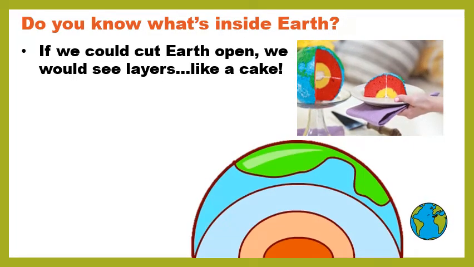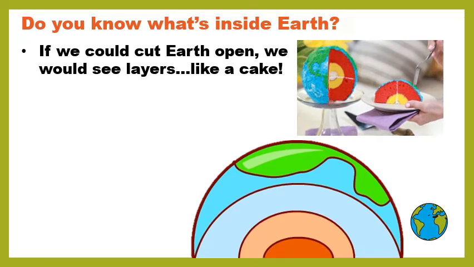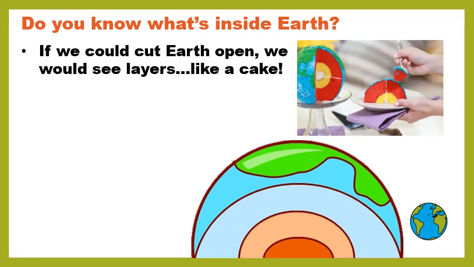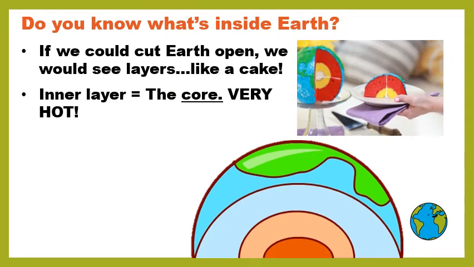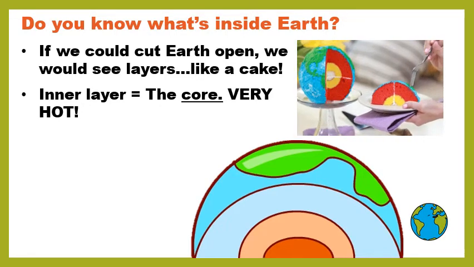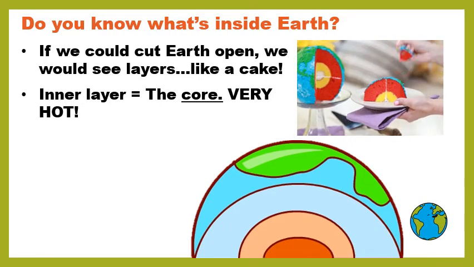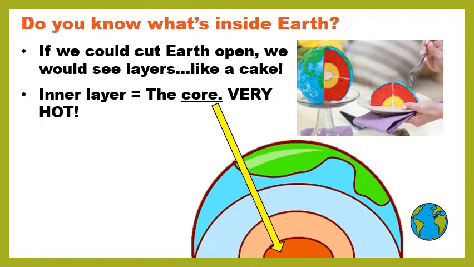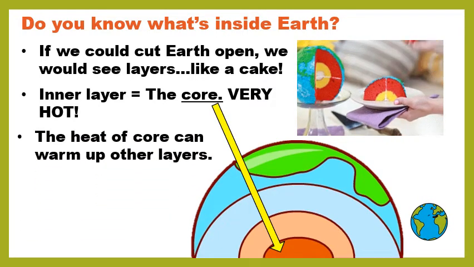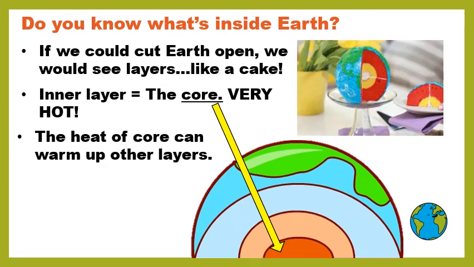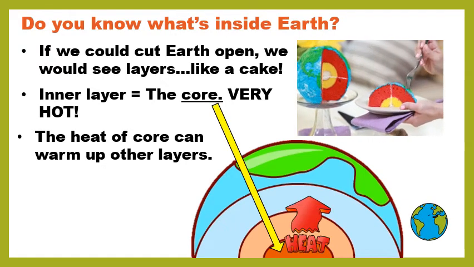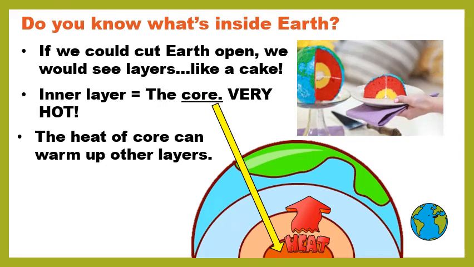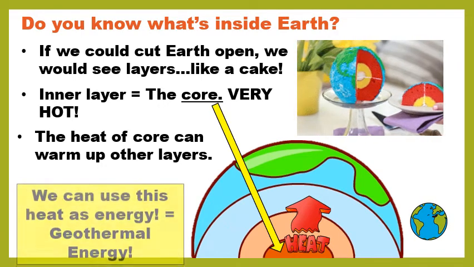Oh, and hey, look at this. Here's a diagram of Earth and the same thing. When I cut it in half, I can see those different layers. So I'm going to focus on the innermost layer. This is called the core, and the core is really, really hot. Okay, there's the core. And it's so hot that it's going to heat up the other layers of the Earth. So that heat will travel to the other layers.